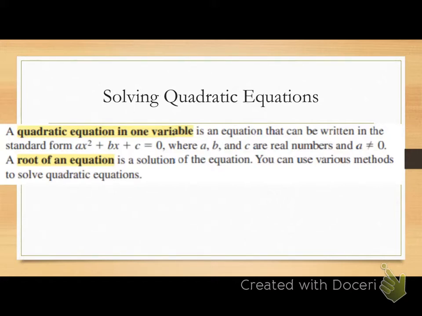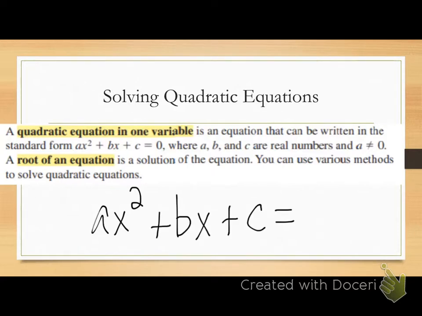What is that ax plus what say? That's the standard form? Yeah. That would be ax squared plus bx plus c equals 0. That's the standard form of a quadratic equation. Okay? Any questions before I move on to the next slide? I'll give you time to write.